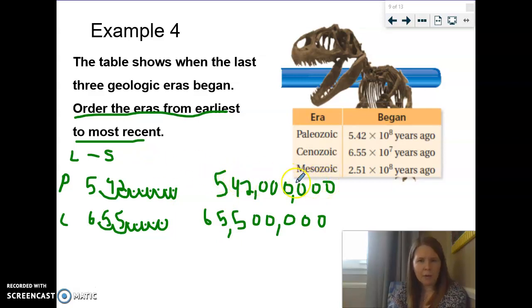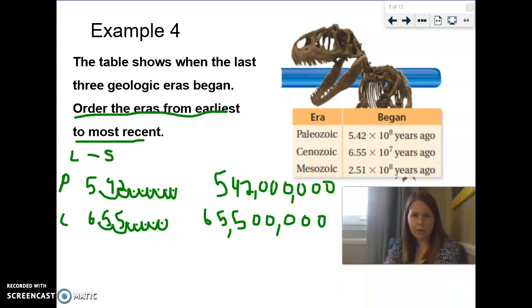So right now I'm going to want to put this one as my first number and this one as my second. But we still have to look at this Mesozoic. So then I'm going to put 2.51. All right, and I'm going to move this over 8 places.